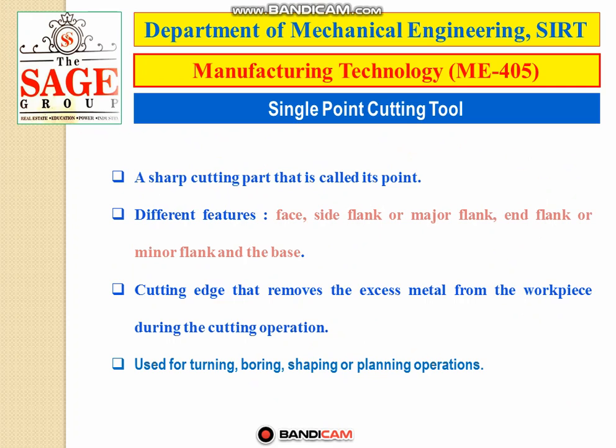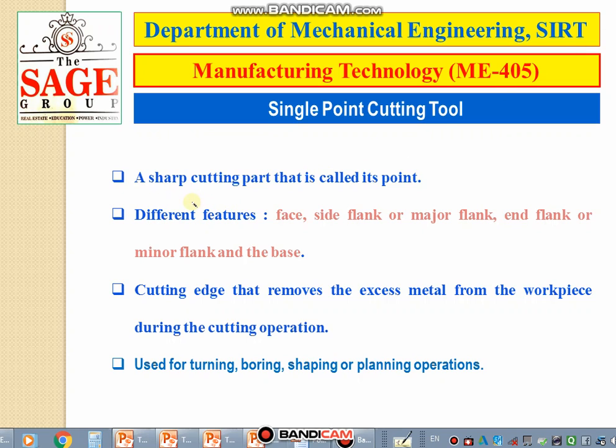So what is the definition of the single point cutting tool? How is the single point cutting tool defined? The single point cutting tool has a sharp cutting part that is called its point, and this tool has different features. Features like face, side flank or major flank. Side flank is also known as major flank. End flank or minor flank. End flank is also called minor flank, and the base.